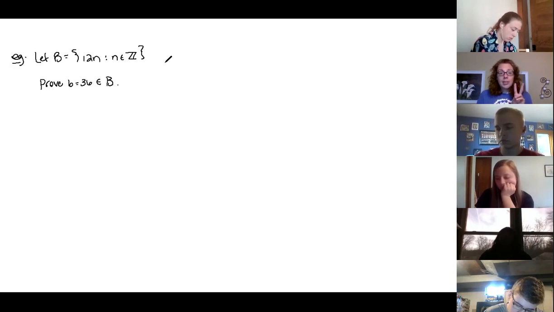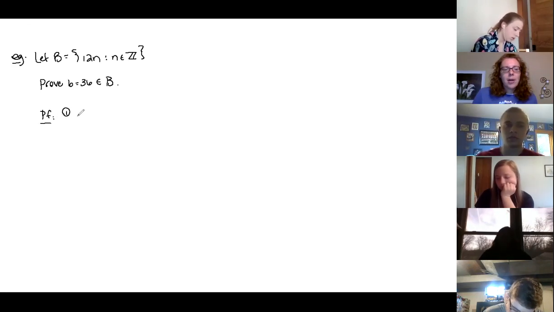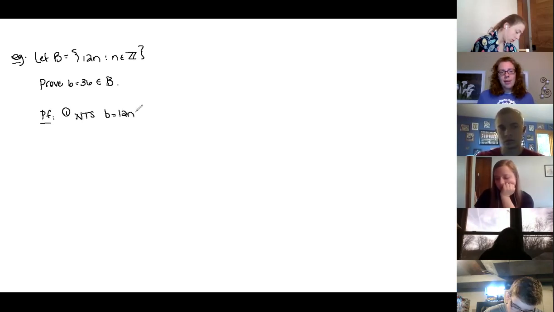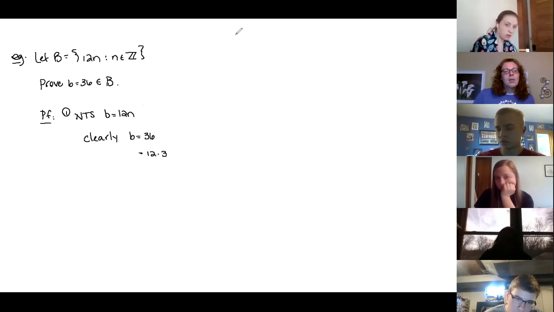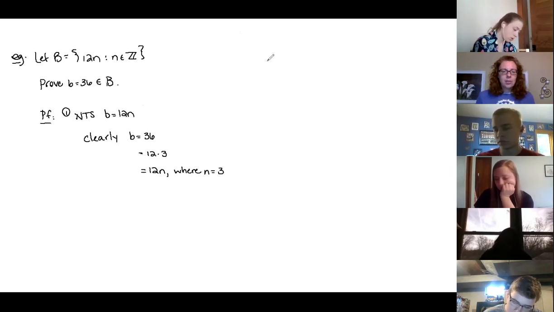So, two things to deal with. We need to show that little b looks like 12 times something, and that we need to show that something lives in n. So here's our proof. Part number 1, we need to show that b equals 12 times n. That's our first part. So clearly, b is equal to 36, and that's 12 times 3, which is going to be 12 times n, where n is equal to 3.